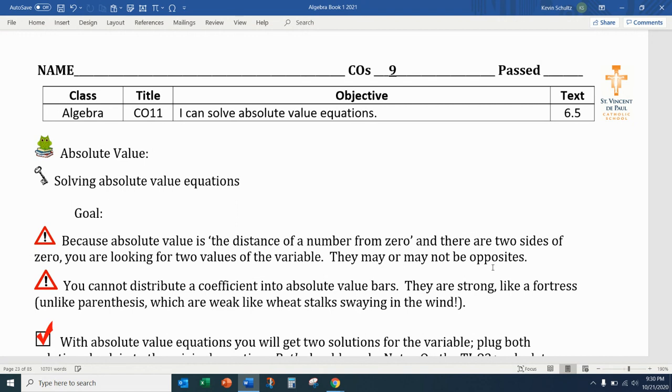Coming to you from La Casa del Schultz, taking a break from my Mario Maker playing to go over CO11. I can solve absolute value equations with you.